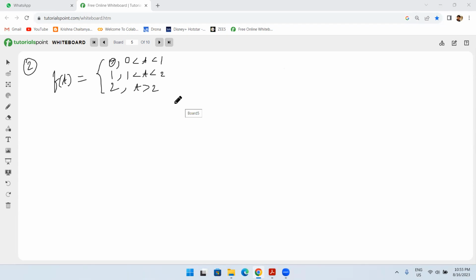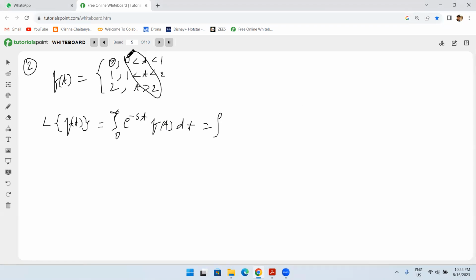Okay, let us move to the actual problem. Whenever we get questions like this, we cannot use the formula directly, so we have to use the definition. What's the definition of Laplace transform? L of f of t is the integral from 0 to infinity of e power minus st times f of t dt.